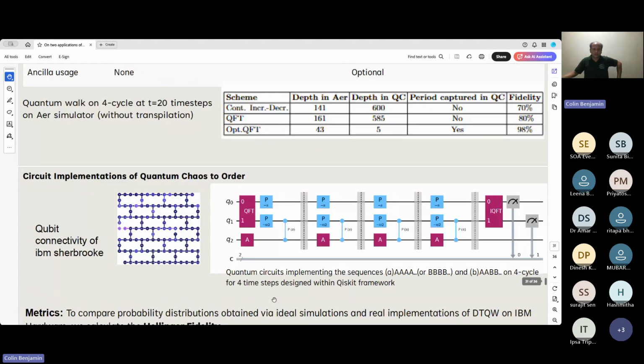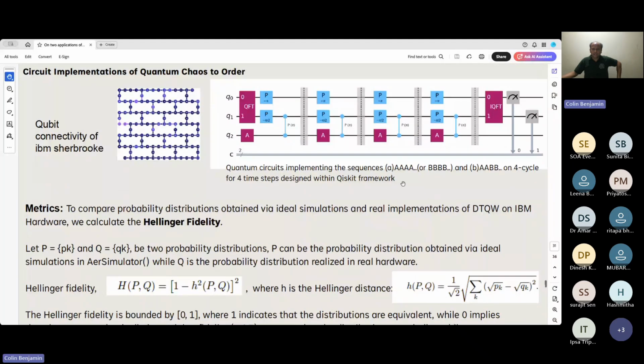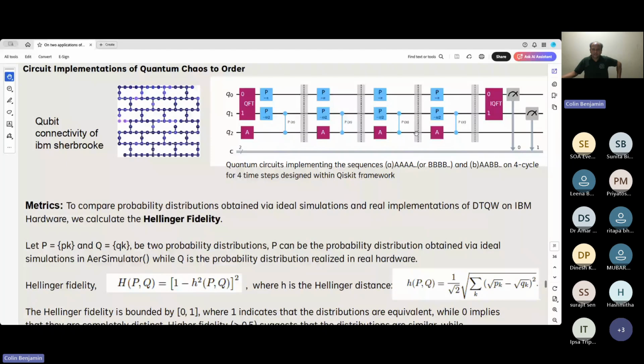So this is a circuit implementation. This is the IBM Sherbrooke device. This is the qubit connectivity, and you use only 3 of these qubits, one for the coin and the other 2 for position. And this is the QSQT based circuit. And here you can see the layers. This is, I imagine, for 4 time steps. So you can see there are basically around 3 to 4 circuit depth for each time step.